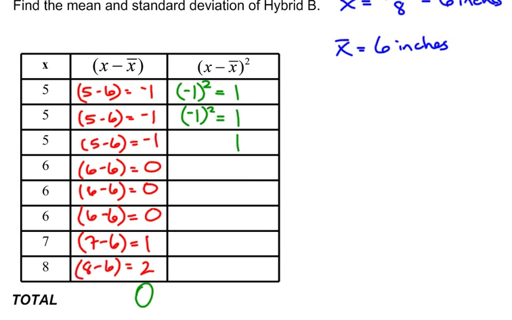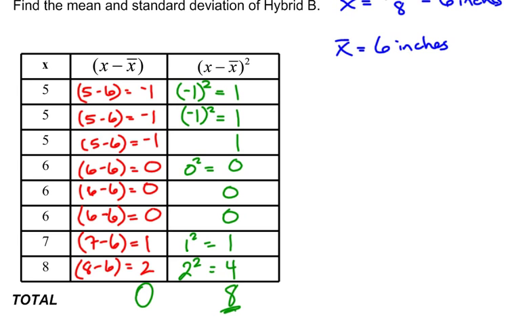That's -1 squared. 0 squared is equal to 0. This would be 0. This would be 0. 1 squared is equal to 1. So there we go with that again. And 2 squared is equal to 4. So now we have 1, 1, 1, 0, 0, 0, 1, and 4 that we can add up. And you can probably see this one's going to be a little bit different. 4 plus 1 is 5, 6, 7, 8. So we have a total of 8.